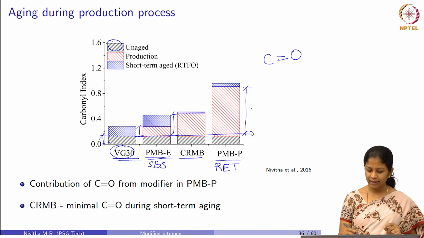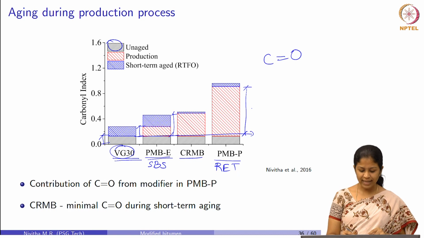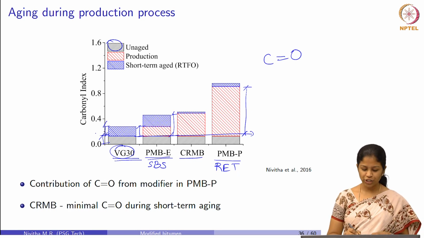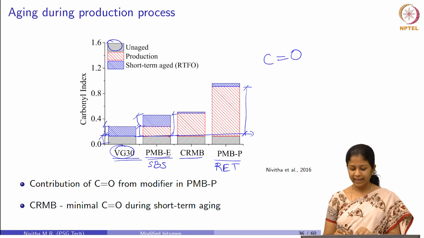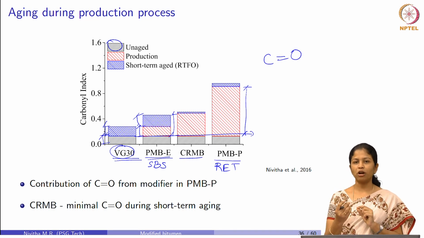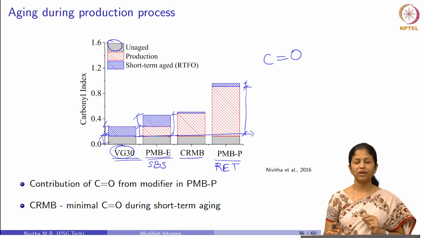And we can see what is the subsequent aging in all these materials. So, we see in VG30 there is some amount of increase during short-term aging. We see a relatively larger increase in the case of elastomer modified bitumen, but in the case of crumb rubber modified bitumen, the subsequent increase during short-term aging is very minimal. And we can also see a very small increase in the case of plastomer modified bitumen.